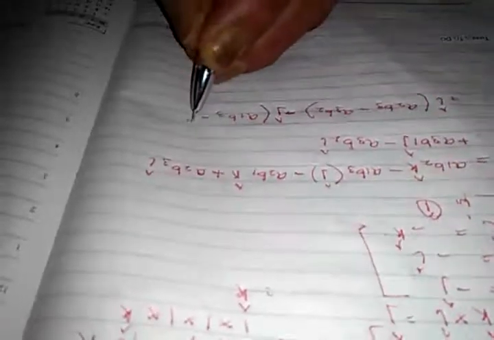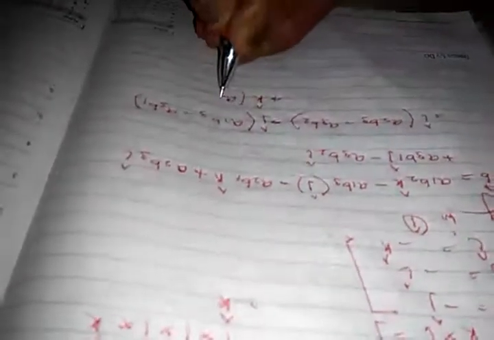Then calculate the coefficient of i and j. i into (A2 B3 minus A3 B2), minus j (A1 B3 minus A3 B1), plus k (A1 B2 minus A2 B1).